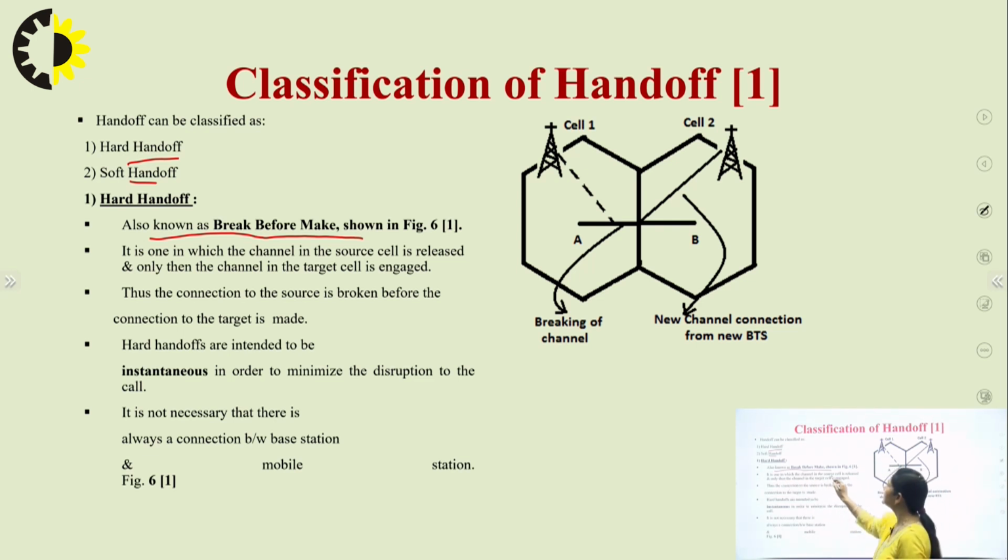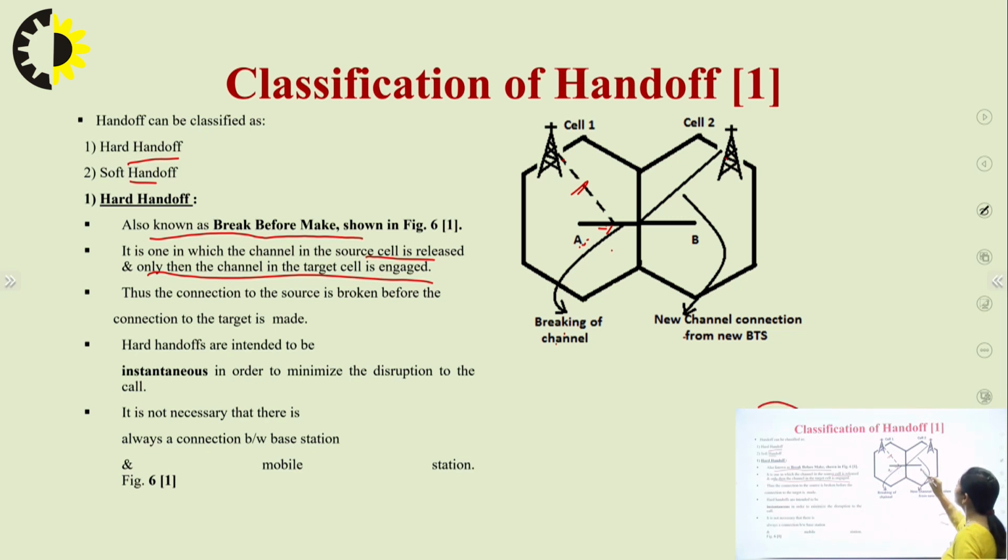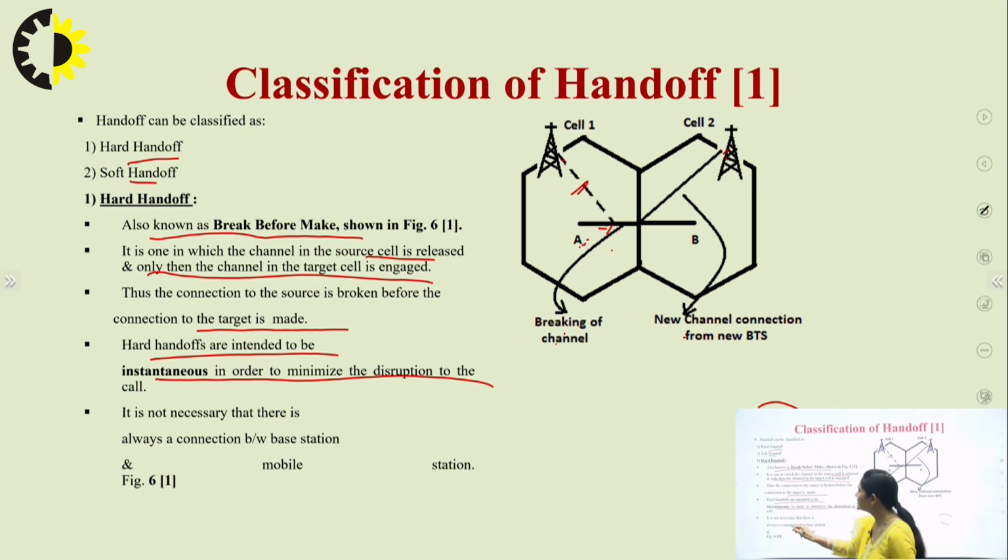It is one in which the channel in the source cell is released and only then the channel in the target cell is engaged. So, you can see here the breaking. The control is going from cell 1 to cell 2 when the mobile station is moving from A to B. There will be a break of channel. Cell 1 has assigned a channel to A, that has been broken, and then a new channel connection from the new BSC has been assigned. So this type of handoff is called hard handoff. Thus the connection to the source is broken before the connection to the target is made. Hard handoffs are intended to be instantaneous in order to minimize the disruption. So this should be instantaneous, otherwise call disruption will occur. There is not always a connection between base station and mobile station.